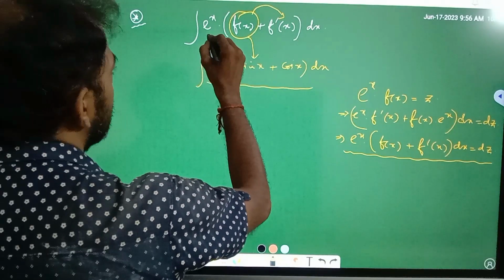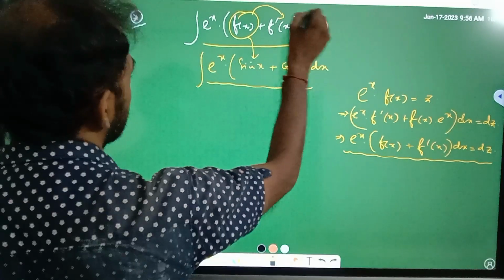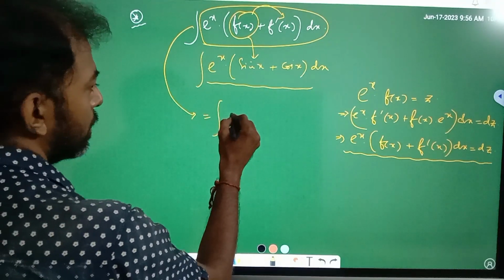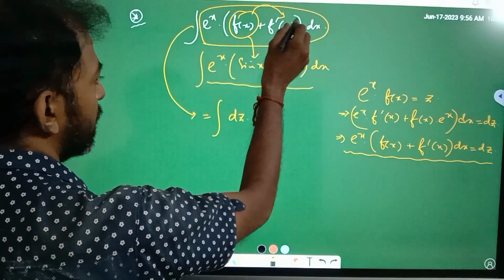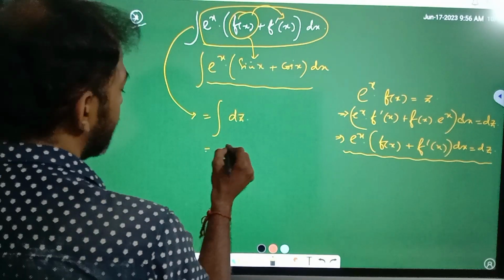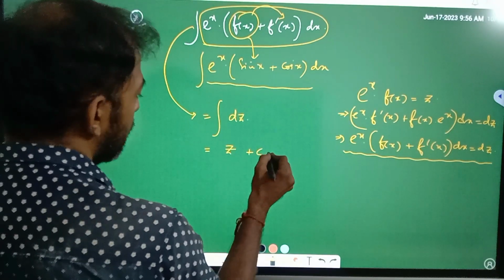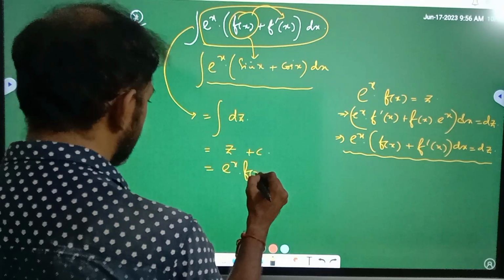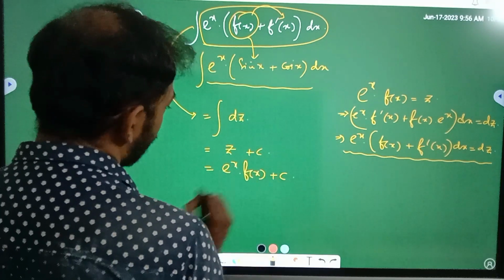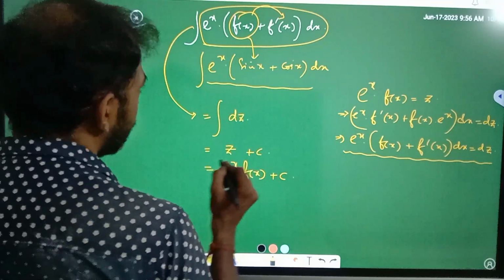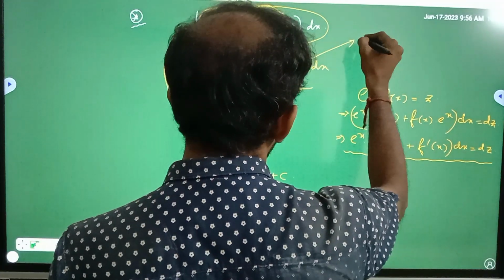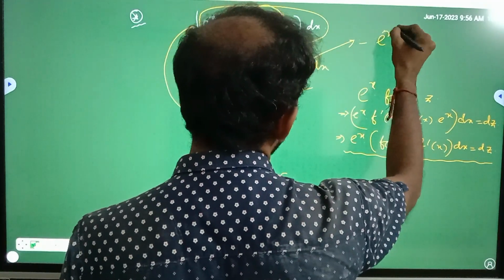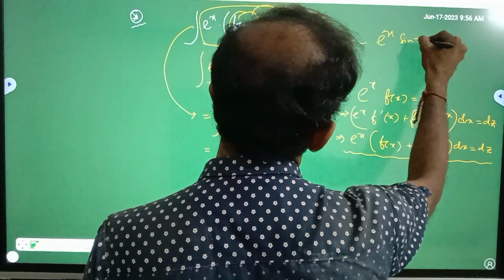Now look at it. This is the whole integral here, and we are substituting the total as dz. Integration of dz is z plus c, and the value of z was e power x into f x plus c. So by this format, you may find the integration value of this thing also, and that will be clearly e power x into sin x plus c.